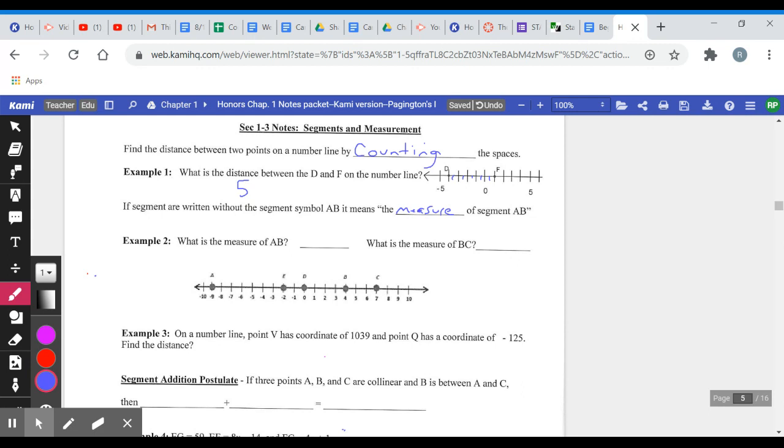On example 2, it says, what is the measure of AB? So if we use the method we just talked about, and we want to count the spaces from A to B, it's a little further apart this time, a little more of a pain to count, but we can do it. We've got 1, 2, 3, 4, 5, 6, 7, 8, 9, 10, 11, 12, 13. And so we can say, okay, the length is 13. And that would be our method I'm going to write here of counting the spaces.